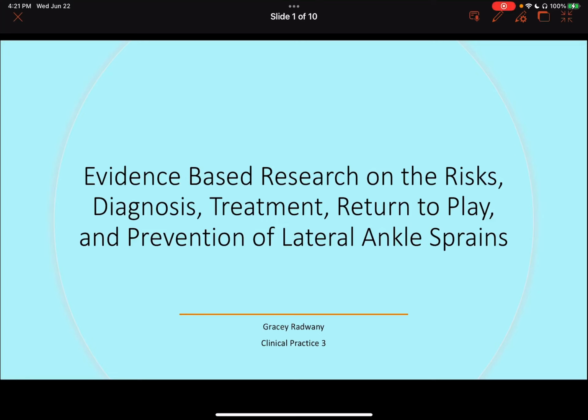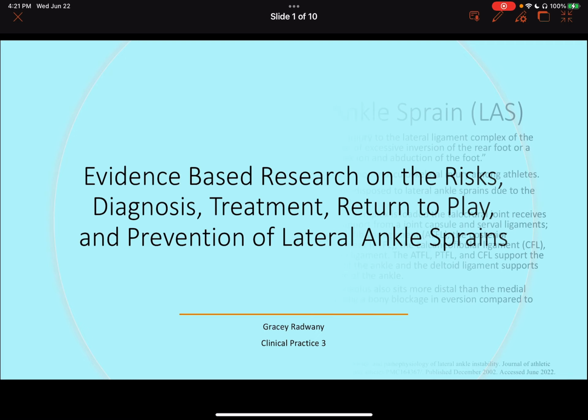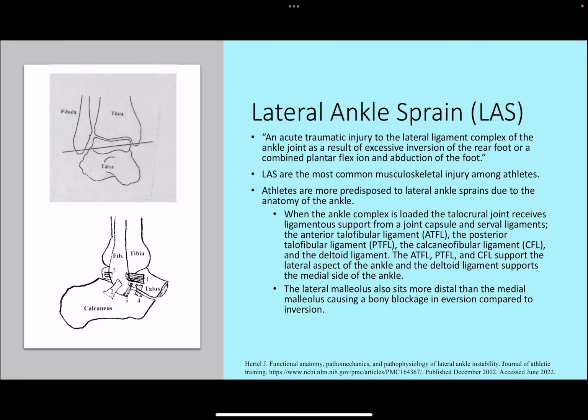Okay, so today I'm going to be talking about lateral ankle sprains, more specifically using evidence-based research to talk about the risks, diagnosis, treatment, return to play, and prevention of lateral ankle sprains. So what is a lateral ankle sprain?